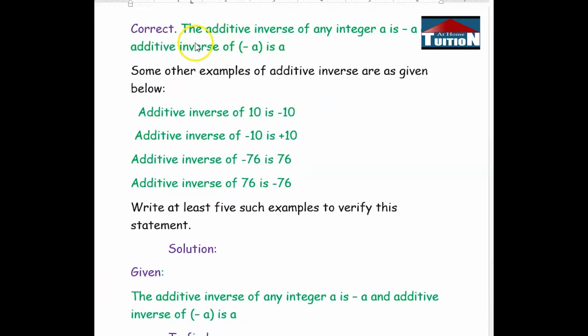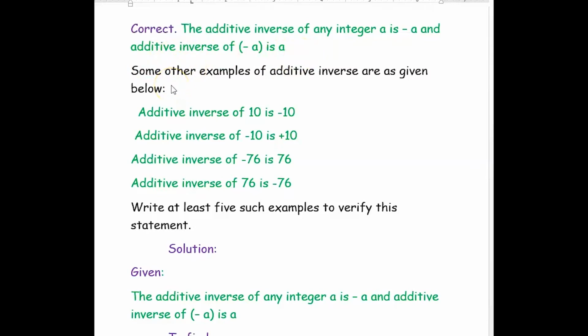The first question is, the additive inverse of any integer a is minus a and the additive inverse of negative a is a. They are saying this statement is correct. That is, the additive inverse of a positive integer is the negative of the same integer, and the additive inverse of a negative integer is the positive of the same integer.